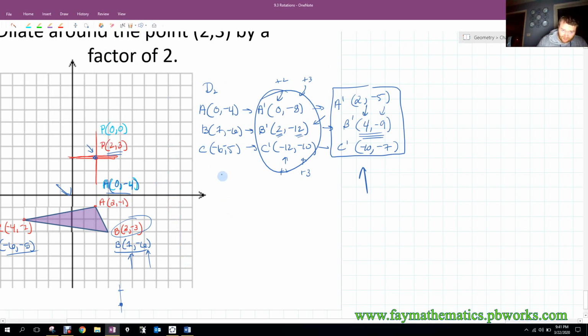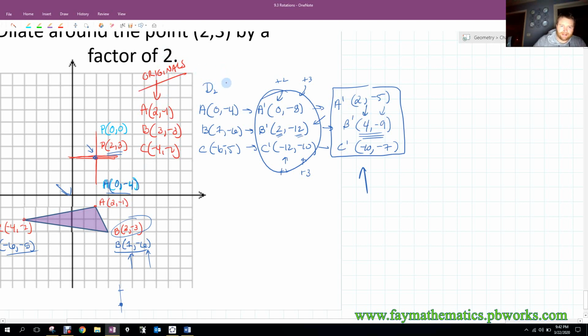So first thing you're going to do is you're going to do this in columns, like we did here with A, B, and C. These were our original points. So our originals were: A was 2, -1. B was 3, -3. C was -4, -2. So these were our originals.